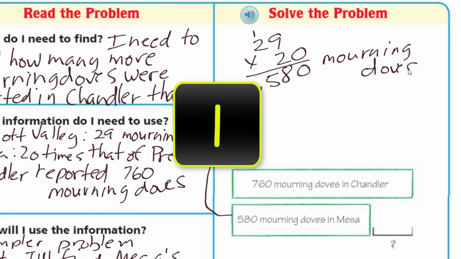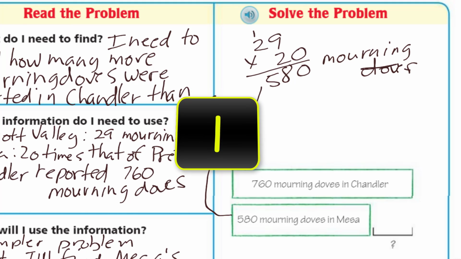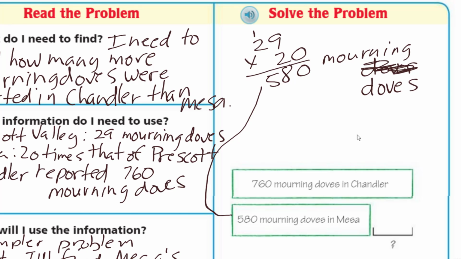Kind of sloppy here, huh? Okay, I cannot live with that. Doves. There we go. If I focus a little bit more, this pen tablet is a little bit easier. And that is Mesa. So now we figured out that one. Now we need to compare the two. So here down below is 760 mourning doves in Chandler, and 580. So this is that amount we're looking for.